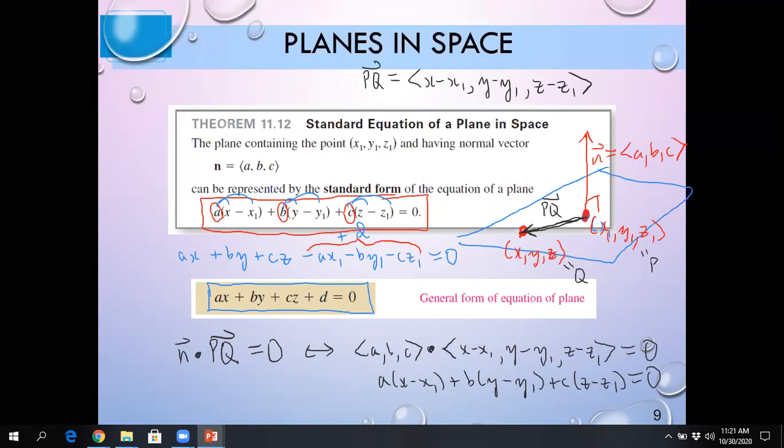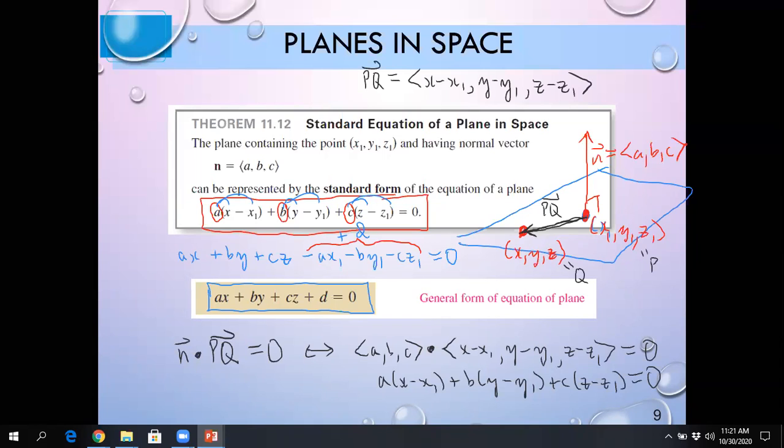So to write down the equation of a plane, you need a point and you need a normal vector. Once you have a point and a normal vector, boom, you have everything that you need. And really it all comes out of thinking about what it would mean to be in that plane, forming a vector, and realizing that the dot product of the normal vector with that vector PQ has to be 0. And then you get your equation of the plane.